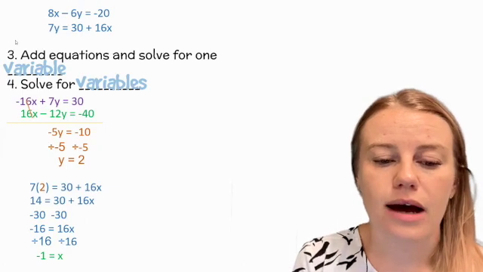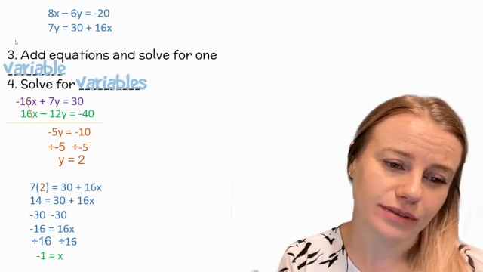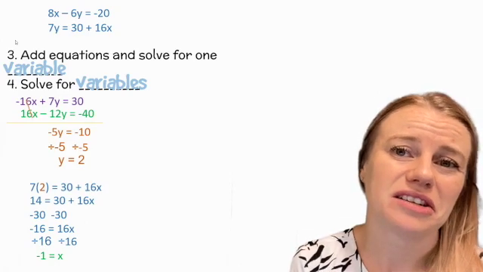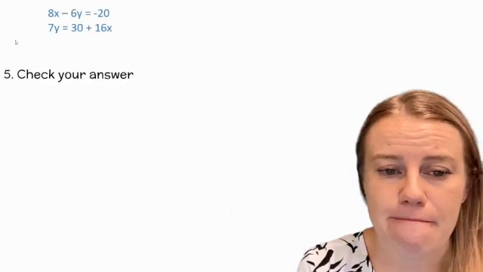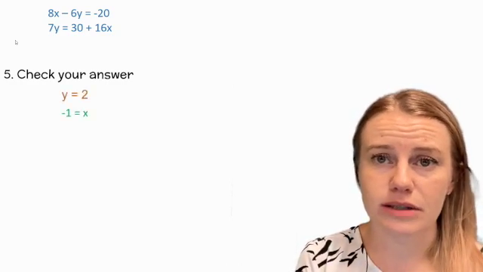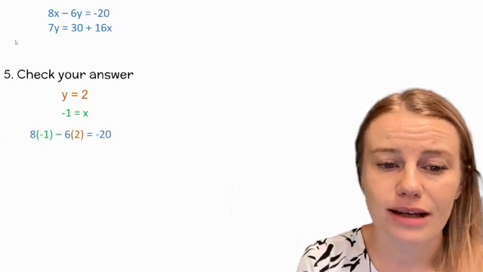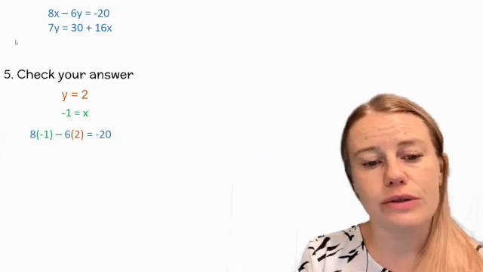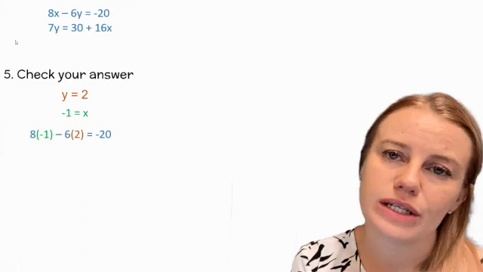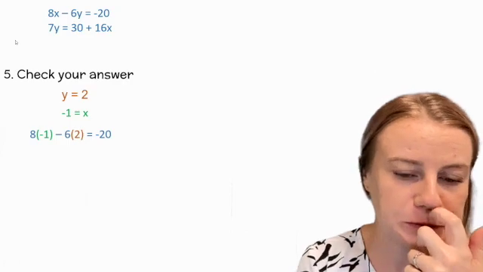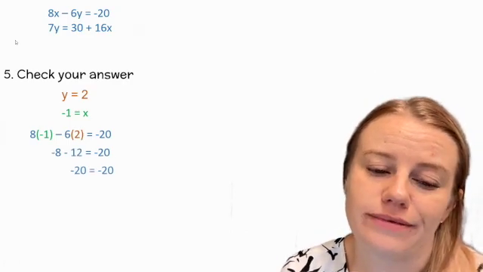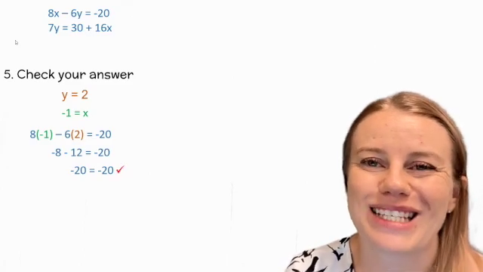So now that I've done that, what's the last and final step? Always, let's check our answer. Okay. So we've got y equals 2, x equals negative 1, and now I'm going to plug that into that other equation that I didn't use. We got 8 times negative 1 minus 6 times 2 equals negative 20. So if that left side equals negative 20, we're good to go. Negative 8 minus 12, that equals negative 20. So this is our answer.